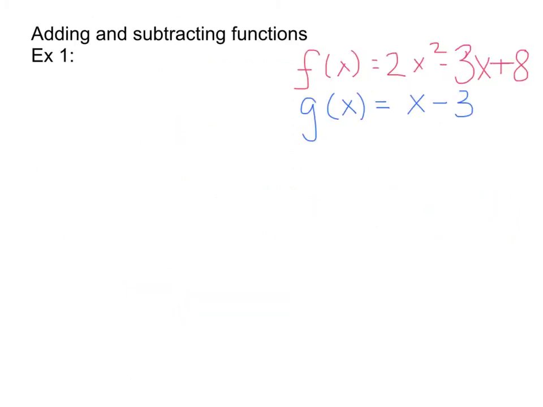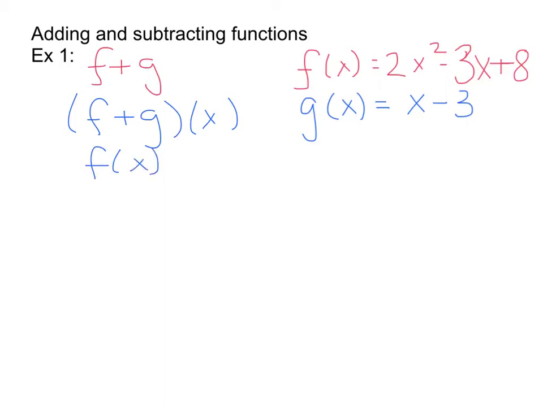Let's first look at adding and subtracting functions. Before you can even add or subtract, they have to give you the two functions that you're using. In this case, f of x is 2x squared minus 3x plus 8, and g of x is x minus 3. When it's asking you to add, it's either going to write find f plus g, or find f plus g of x, or f of x plus g of x. All of these mean the same thing.